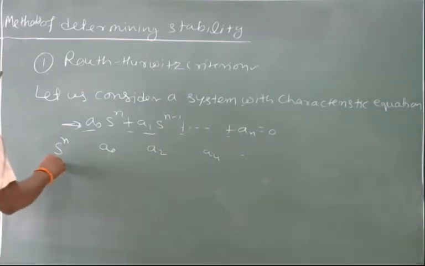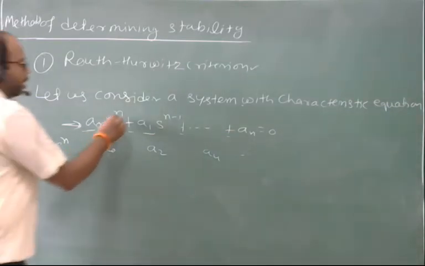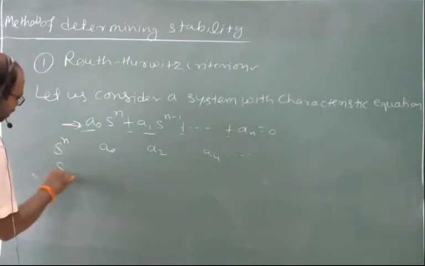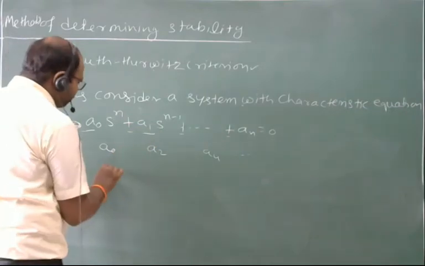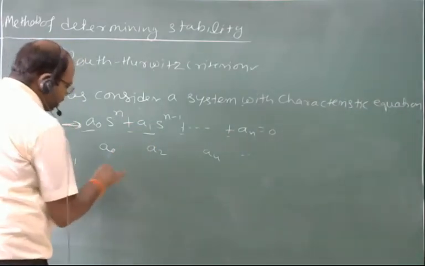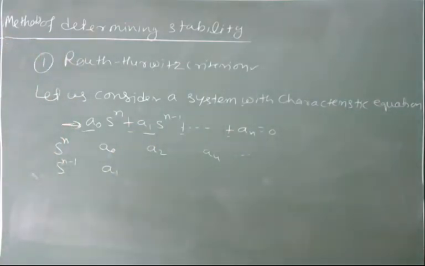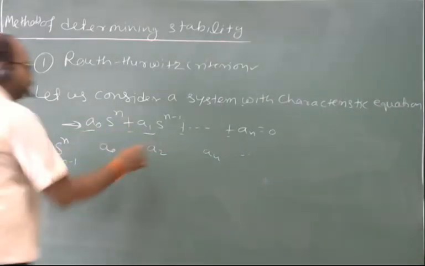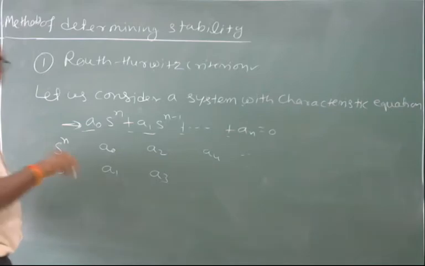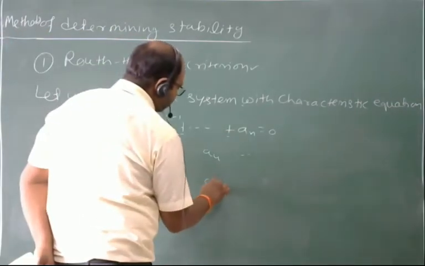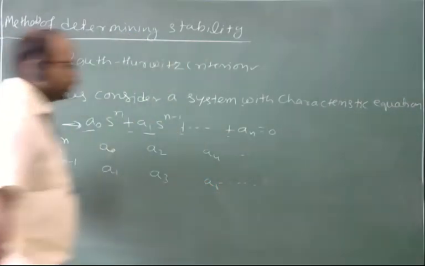In the next row, the next power s power n minus 1. And the elements of this row will be first the coefficient of s power n minus 1, which is a1, then alternate coefficient, which is a3, then alternate coefficient, which is a5, and so on.